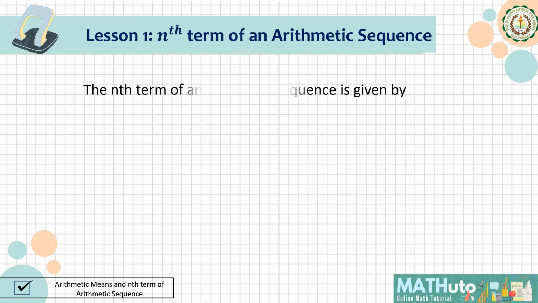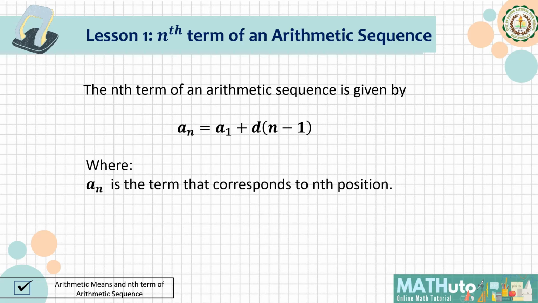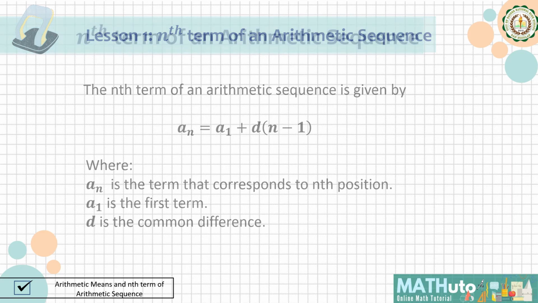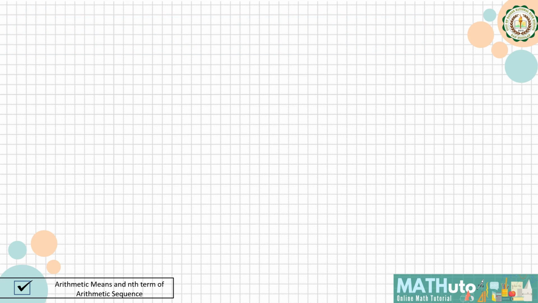Now, the nth term of an arithmetic sequence is given by a sub n is equal to a sub 1 plus d times n minus 1, where a sub n is the term that corresponds to the nth position, a sub 1 is the first term, and d is the common difference. Let us have our first example.